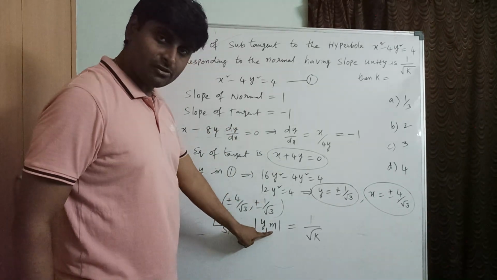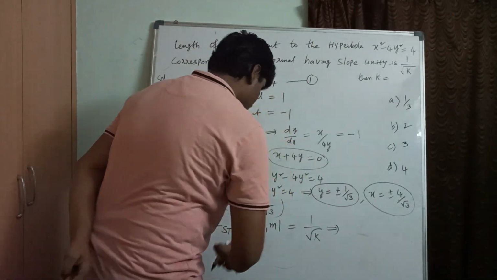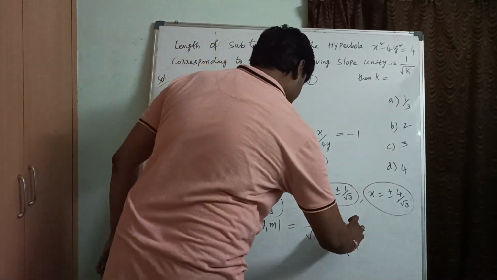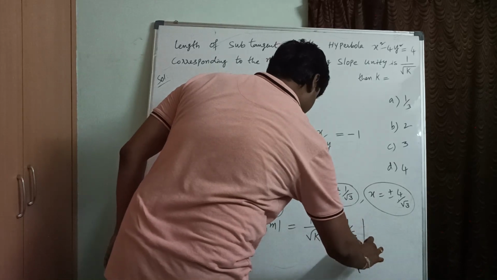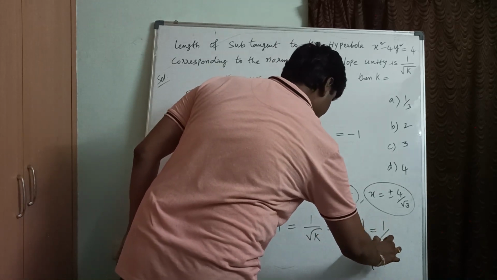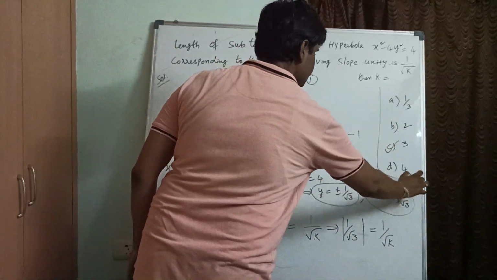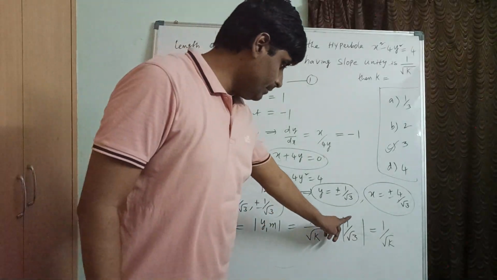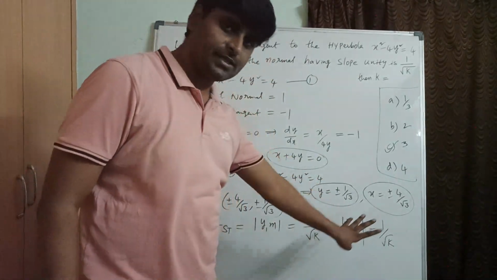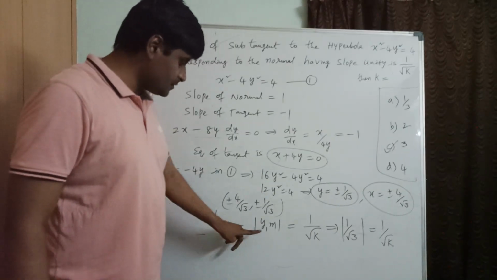Within modulus, minus 1 becomes plus. Okay, so y1 means 1 by root 3. So modulus equals 1 by root k. That means what is the k value? 3. Right? Hope you can understand. So 1 by root 3 equals 1 by root k, k equals 3. Clear? It's very easy if you know the formula for length of subtangent.